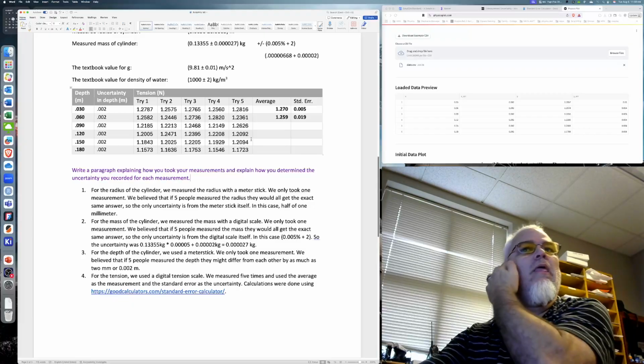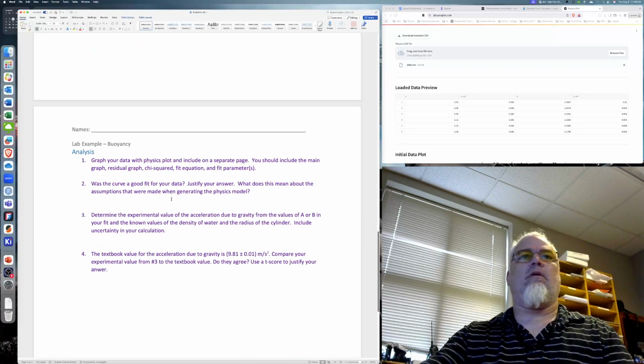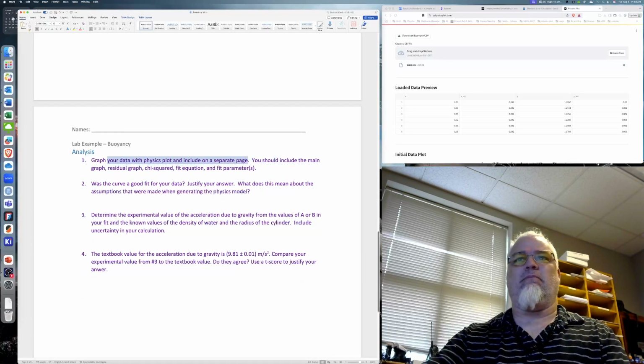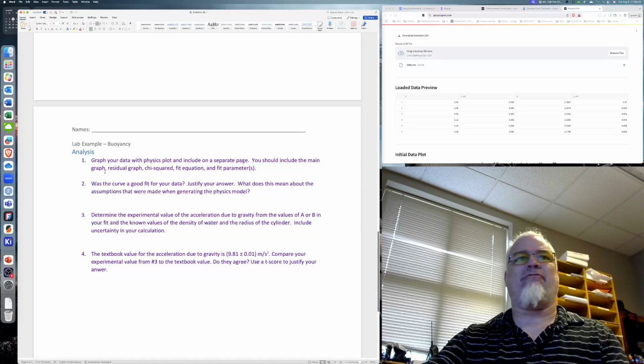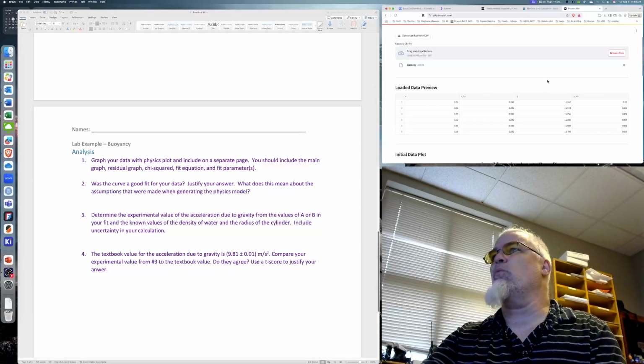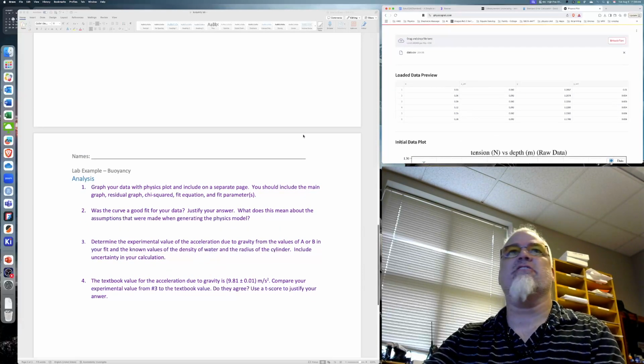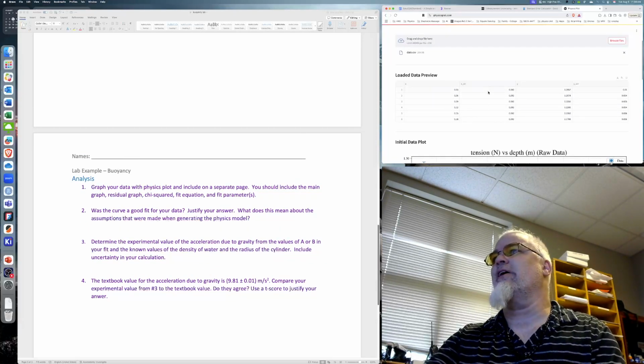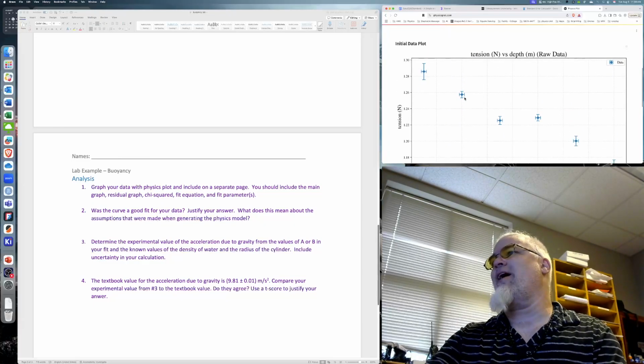Okay, there it is. Graph your data with PhysicsPlot. Include your results on a separate page. You should include the main graph, the residual graph, the chi-squared, fit equation, and fit parameters. All right, so how do we do that? We're going to use PhysicsPlot. Okay, so we loaded the data. This is our correct data. It's got the correct values of x, the correct values of x uncertainty, the correct values of y, the correct values of y uncertainty, and here's a graph of just the data.